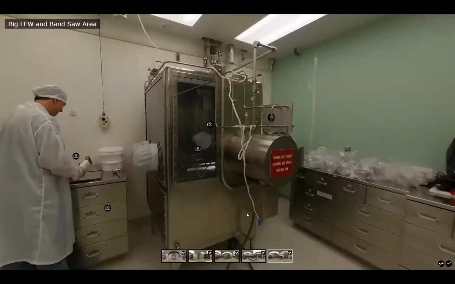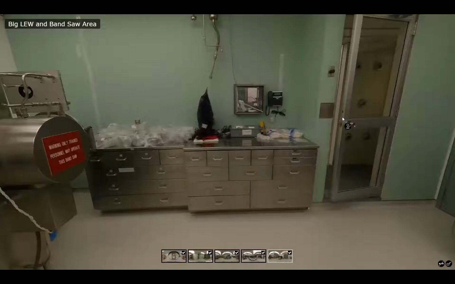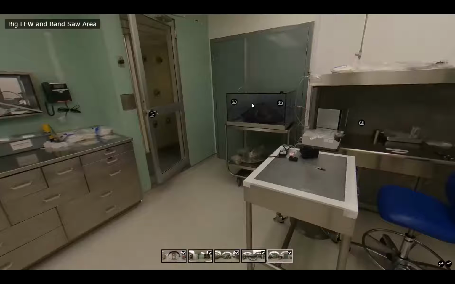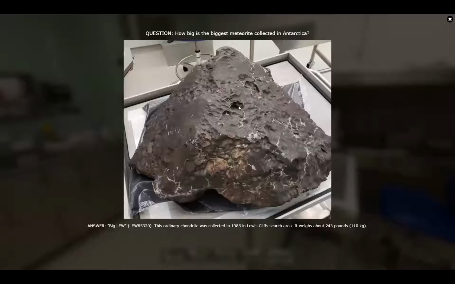And while we're in this room, I'll give you guys a quick peek. This is our pride and joy. This is Big Lou. Big Lou lives in its own box fed with nitrogen. This is the largest meteorite that has ever been picked up by the ANSMET team in Antarctica. It's an ordinary chondrite. I'll go into that here in just a minute. It weighs about 240, 250 pounds. And it was picked up in 1985.